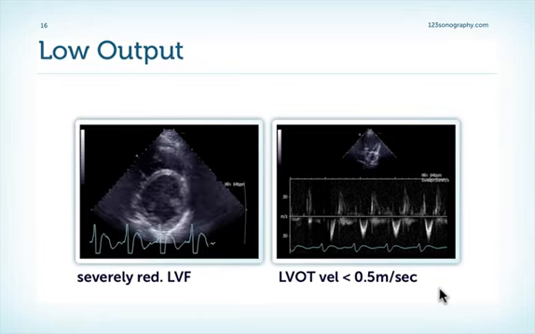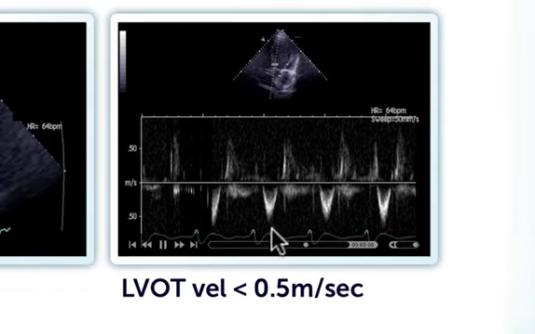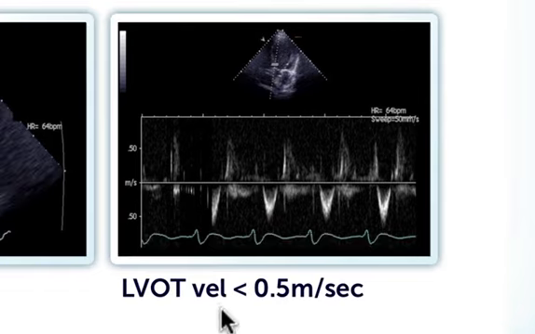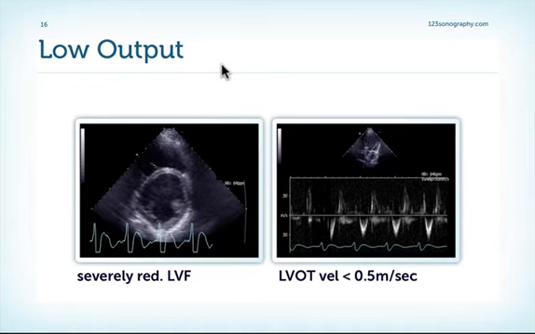But there's also another way of looking at LV function. By looking at the pulse wave Doppler in the LVOT, we can assess the amount of blood which passes through the aortic valve. And this is an example of a patient who has a very low velocity of only 0.5 meters per second, which means the patient already has low output.